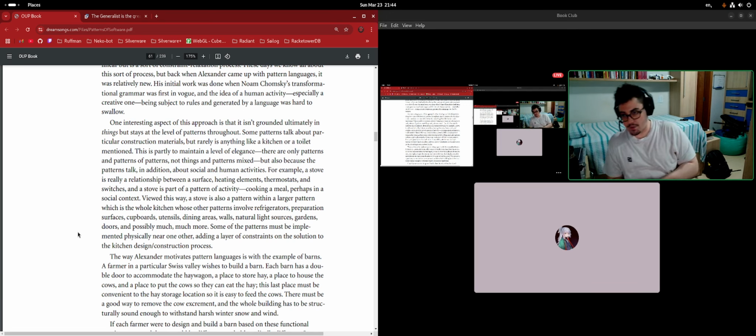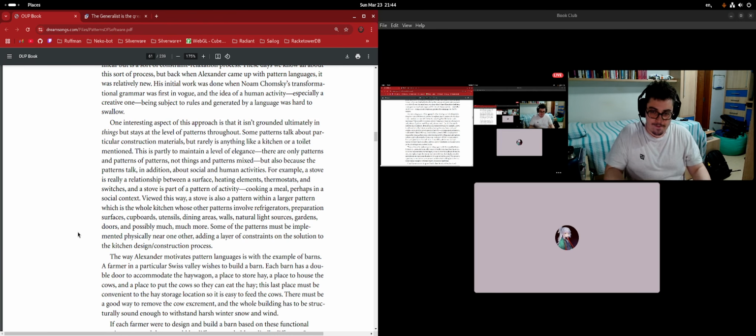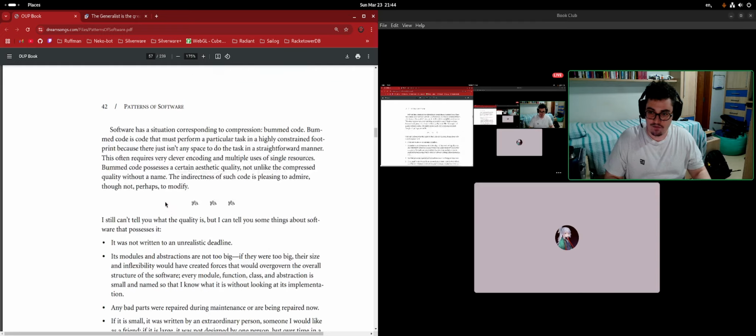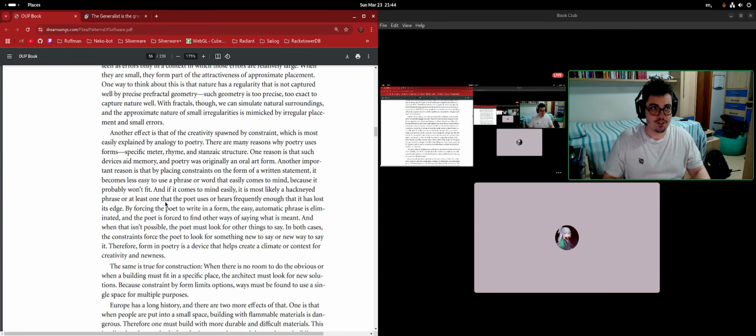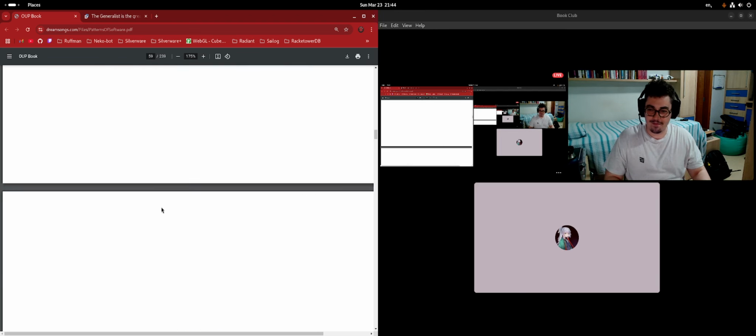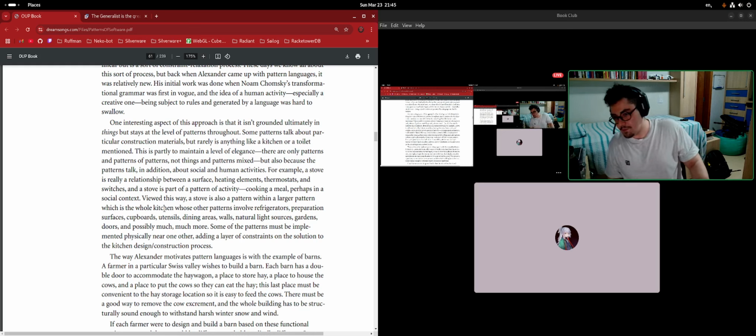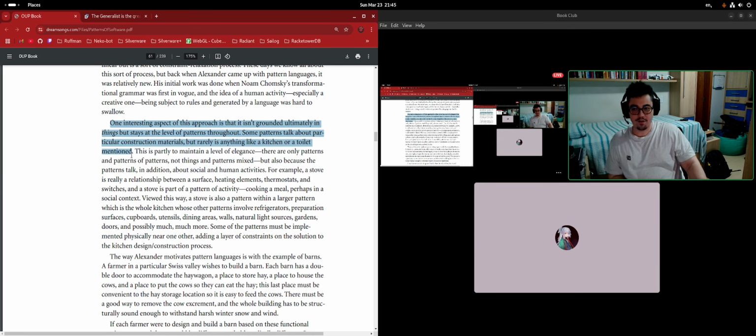Some patterns talk about particular construction materials, but rarely is anything like a kitchen order mentioned. So again, we are kind of keeping everything abstract, right? But we said in the beginning, like we said in the quality without a name thing, that there would not be an abstract image that you could fit the thing. So again, I don't understand how that can not be, but this reassures my thought process, which is that we're going to actually go abstract all the way. There are not going to be special instances being named.